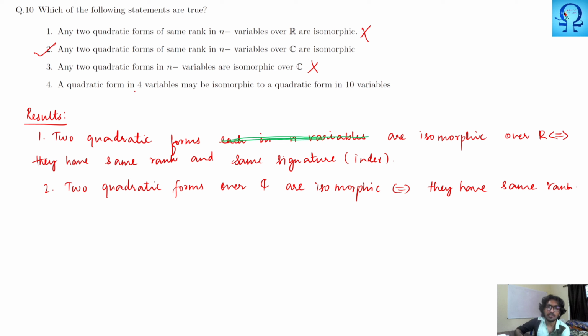Okay. A quadratic form in 4 variables may be isomorphic to a quadratic form in 10 variables. Yes, this quadratic form in 4 variables may have rank 4, and the quadratic form in 10 variables may also have rank 4. In that case, they can be isomorphic. So all we need is to check the rank and the signature if it is over R. If it is over C, we just have to check the rank. Yes, that can happen. We are not saying that it is always true. Maybe isomorphic. Yes, that may be.